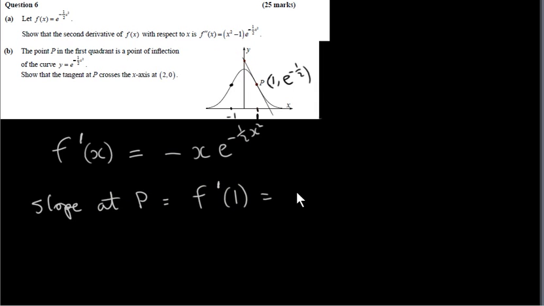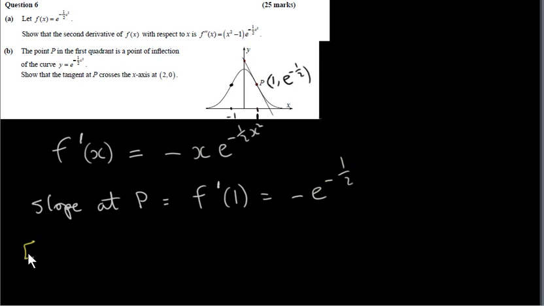So we get the derivative of this, which we've already done actually. We saw earlier that its derivative is minus x e to the minus a half x squared. We're just using the chain rule on this exponential function. So the slope of the curve at P, which is also the slope of the tangent to the curve at P, is the derivative at x equals 1. So we just plug 1 into this and we get minus e to the power minus a half.